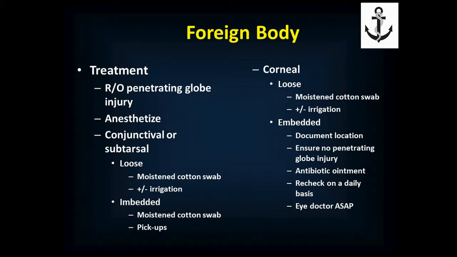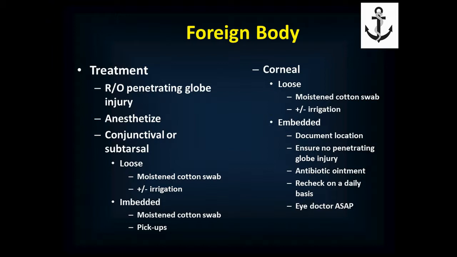If the foreign body is on the conjunctiva or under the eyelid and it's loose, you can use a moistened cotton swab or a little bit of fluid irrigation. Either way, try to brush it away from the cornea so that you're not dragging it across the cornea and causing a corneal abrasion.